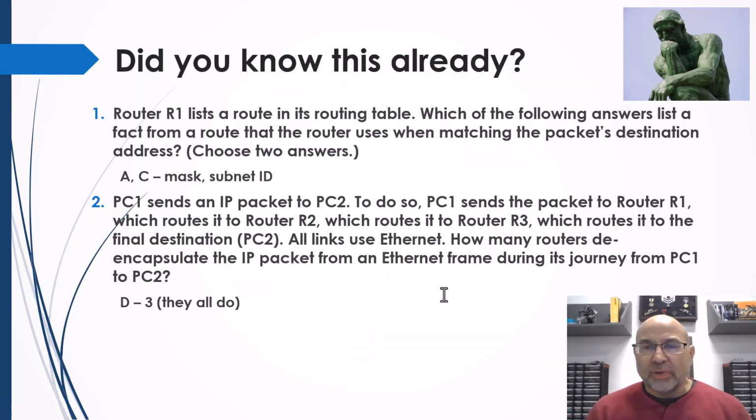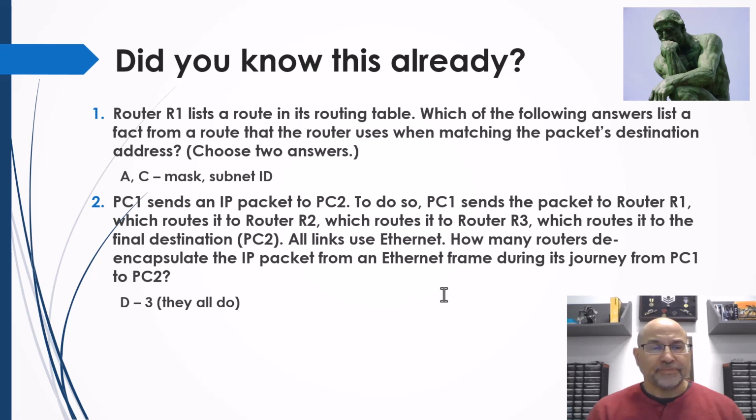All right, did you know this already? Router 1 lists a route in its routing table. Which of the following answers lists a fact from the route that the router uses when matching the packet's destination address? So we have to realize that the packet comes in, and the packet is going to have an IP address. And the router says, all right, which is the entry that I want to use with this? And the answer is going to be A and C, the mask, and then the subnet ID.